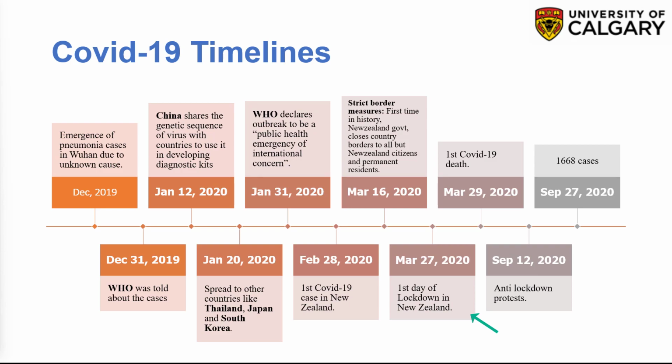On March 29, we witnessed the first COVID-19 death. On September 12, there were anti-lockdown protests across New Zealand. On September 27, the total number of COVID cases was 1668.